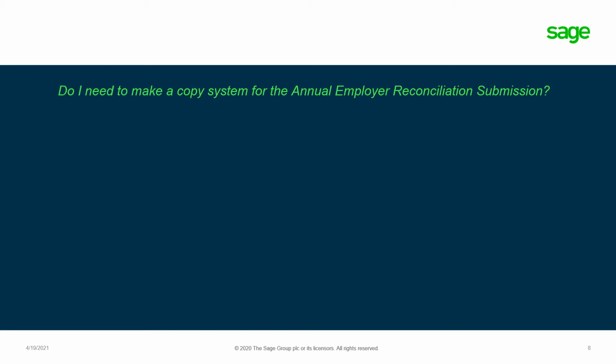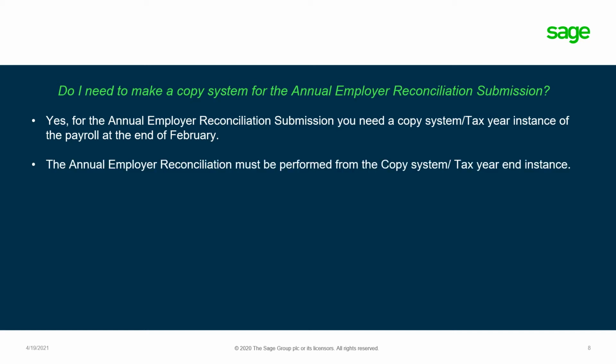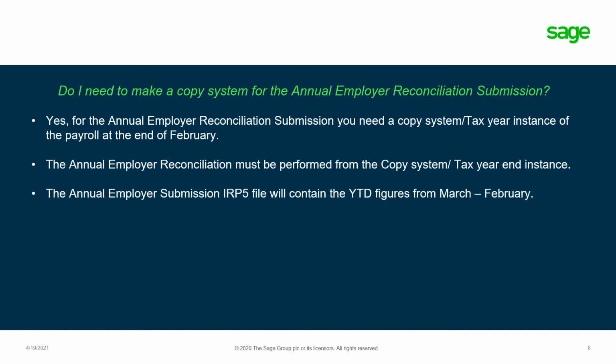Do I need to make a copy system for the annual Employer Reconciliation submission? Yes, for the annual Employer Reconciliation submission, you need a copy system or tax year end instance of the payroll at the end of February. The annual Employer Reconciliation must be performed from the copy system or the tax year end instance. The annual Employer Submission IRP5 file will contain the year-to-date figures from March to February.